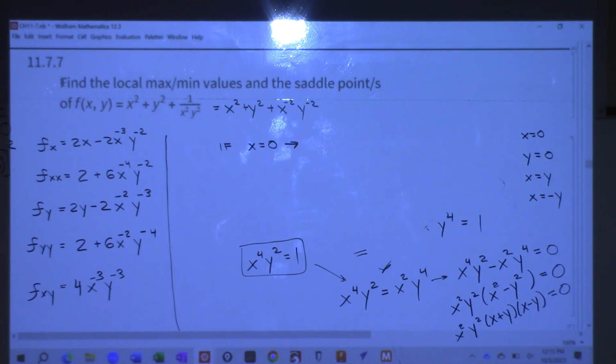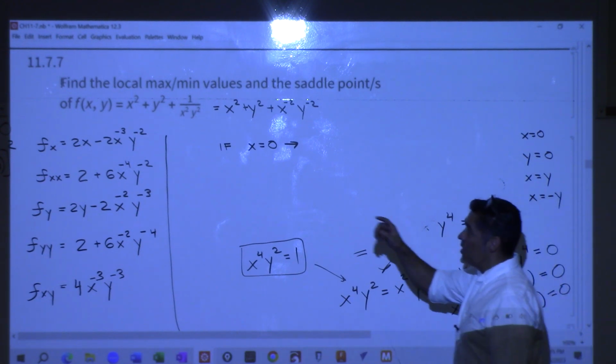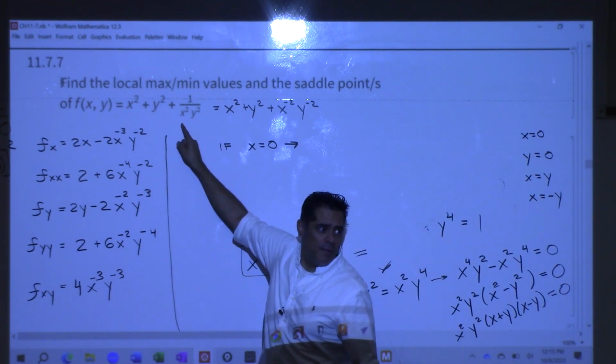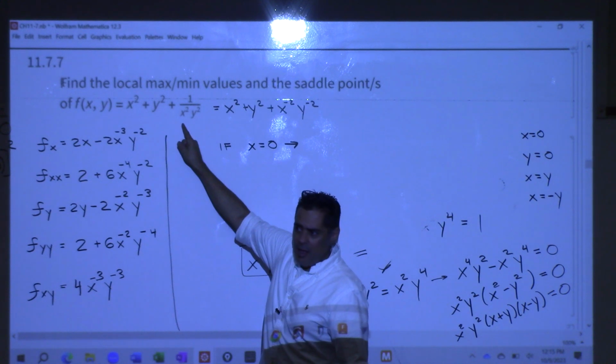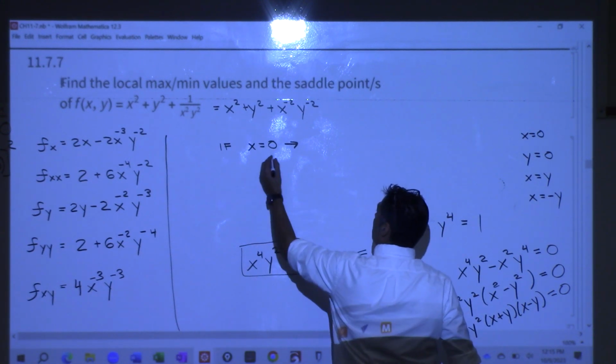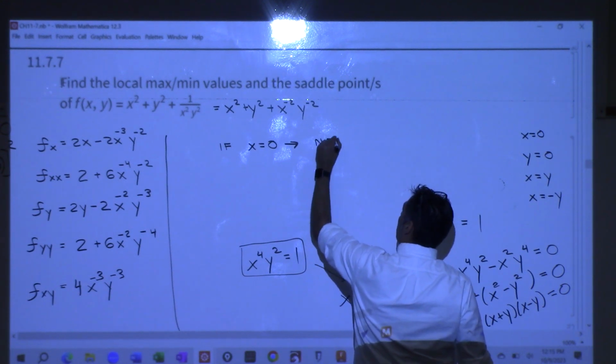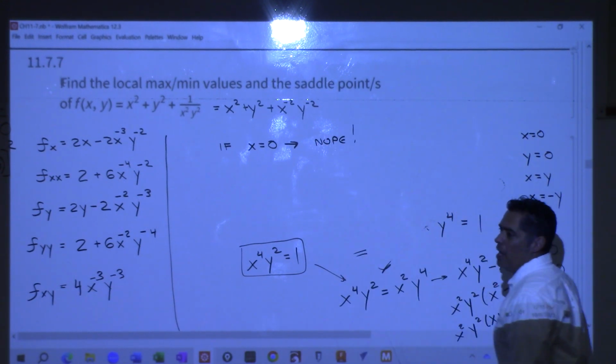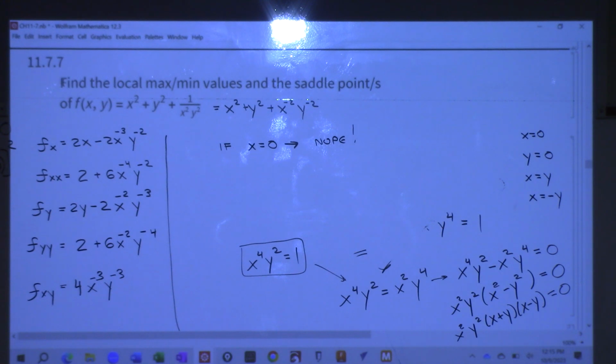It's not possible. It's not a solution. Now, how do we know that? Well, look, 0 is not even the domain of the original function. Do y'all see that? We couldn't plug 0 in to begin with, right? So if x equals 0, nope, it's not in the domain. So we're not even going to consider that, right?